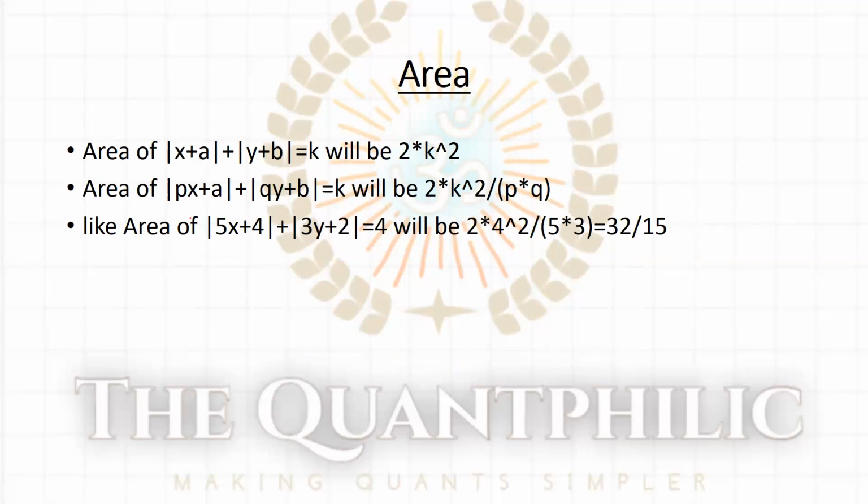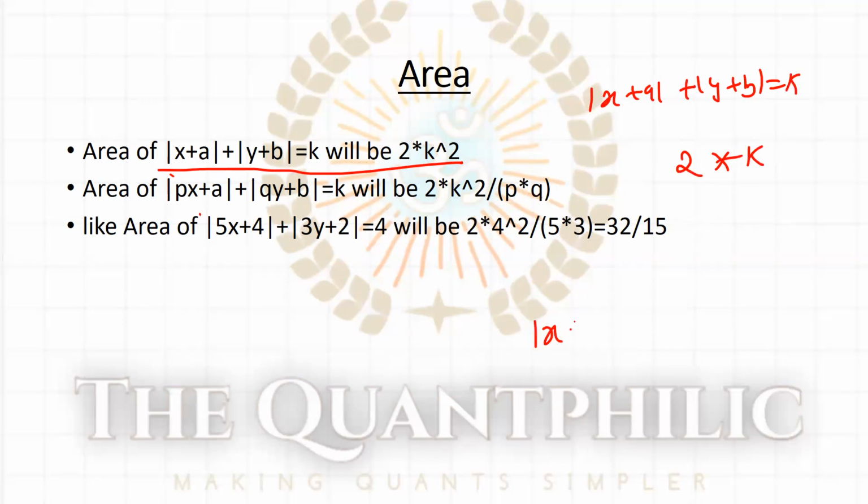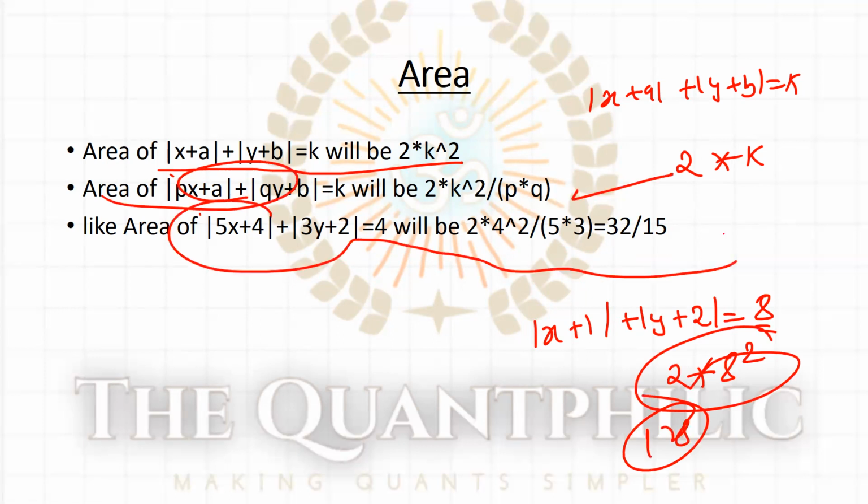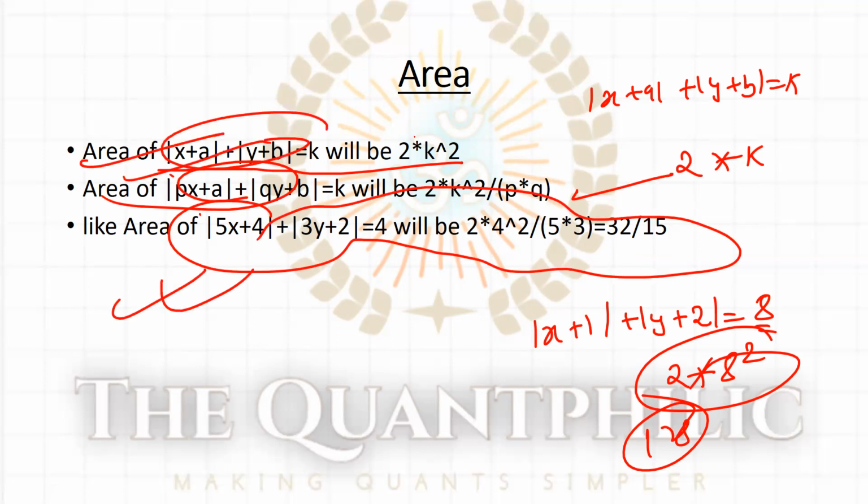Now sometimes these direct areas are asked. If mod of x plus a plus mod of y plus b equals k, then the area will simply be 2k square. For example, if I take mod of x plus 1 plus mod of y plus 2 equals 8, the area will basically be 2 into 8 square. So 64 into 2, 128 will be the answer. Similarly, there are areas of this type of form. You don't need to remember all of these, just see them, because it may come in the exam and you will have seen it and can click the answer, that's it.